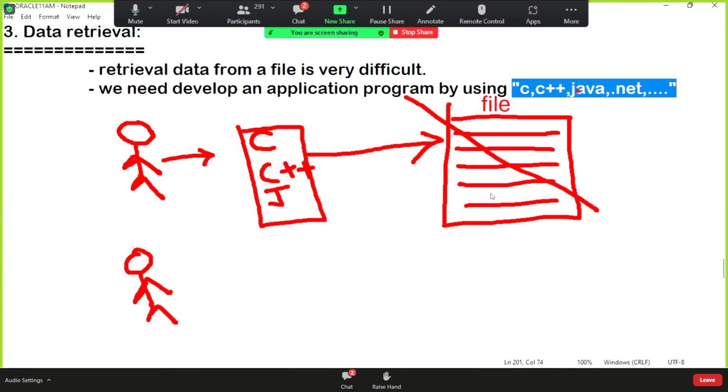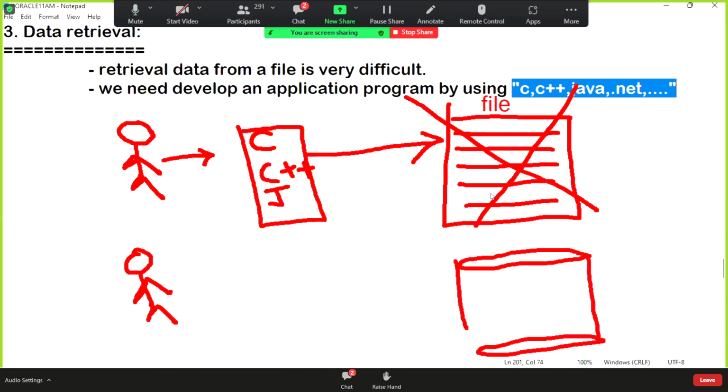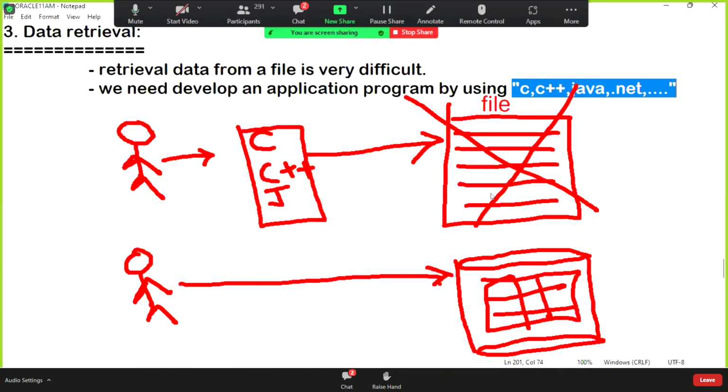now, instead of a file, where am I storing the data? Into databases. When your data is stored in databases in tabular format, and the same user wants to retrieve data from the database, there is no need to write an application program. That means no C, C++, Java, .NET or Python knowledge; you don't need any knowledge here. We just use our own language, called SQL. And SQL is also so easy, you know.